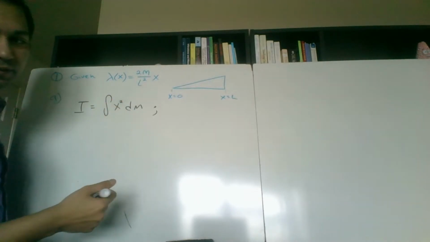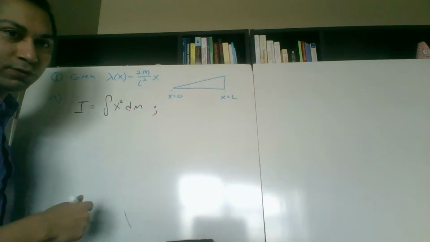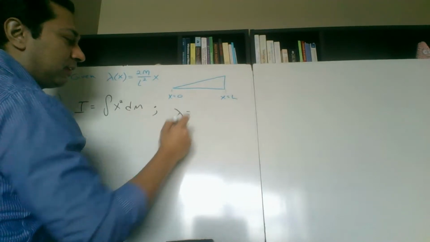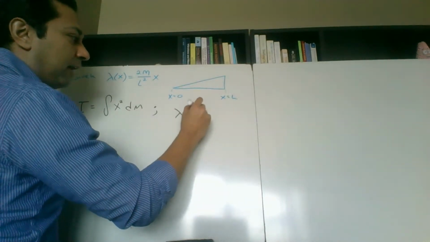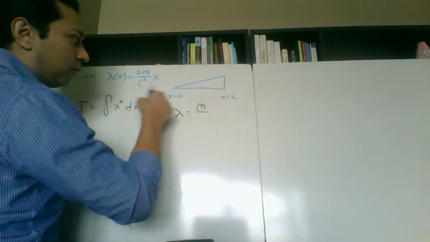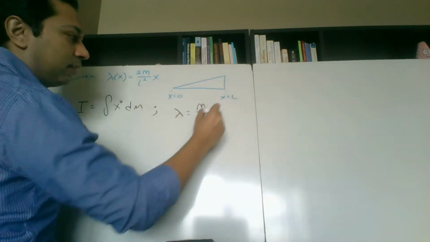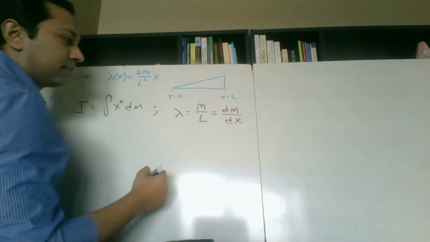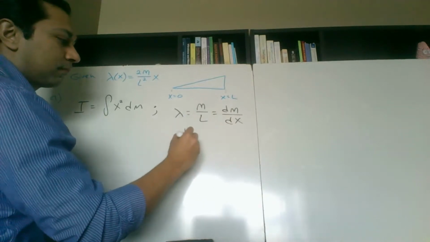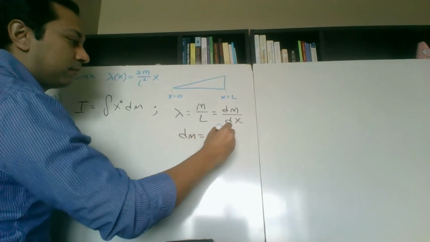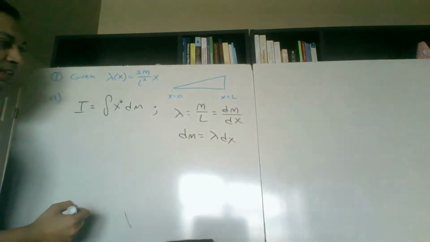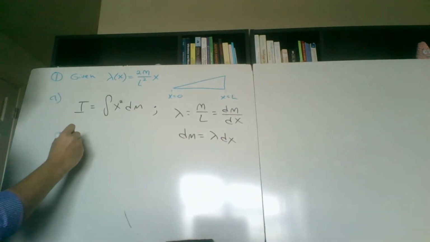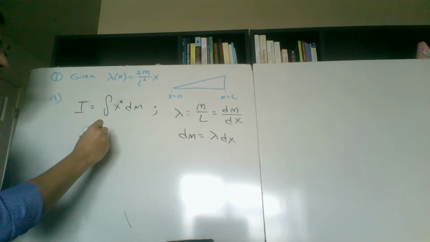Now the next thing is to figure out what this dm value is, because we're going to change the parameter. And so we have lambda is equal to the mass divided by the length, the total length from 0 to this would be that, which is also equal to dm over dx. And if we solve for dm, we get lambda dx. And so what we're going to do is replace the dm here with lambda dx.